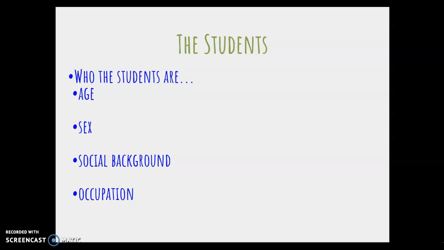Bearing in mind students, you should also consider some aspects like the age of the students, the sex, the social background, and the occupation of parents. And of course, if you're working with grown-ups, their occupation. When analyzing these aspects, we will determine what kind of activities will be more motivating for them. So that's why we analyze these aspects.